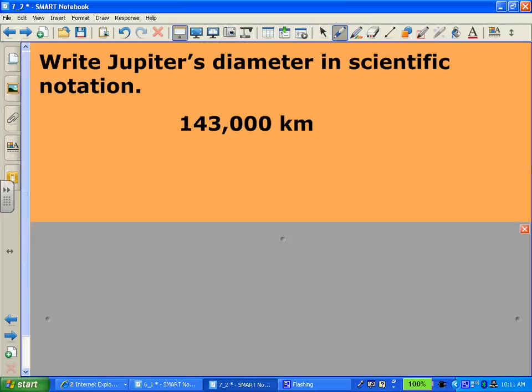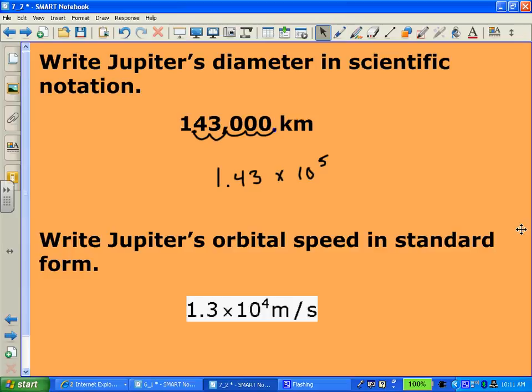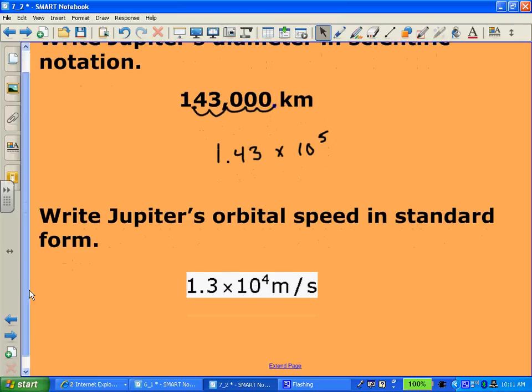One more example for you here. Here's Jupiter's diameter in standard notation. I want it in scientific notation. Well, again, here's my current decimal. Here's where I want the decimal to be. So, from where I want it to be to where it currently is, it moved 1, 2, 3, 4, 5 spots to the right. So I'd have 1.43 times 10 to the 5th, because it moved to the right, power. So that would be that number in scientific notation.